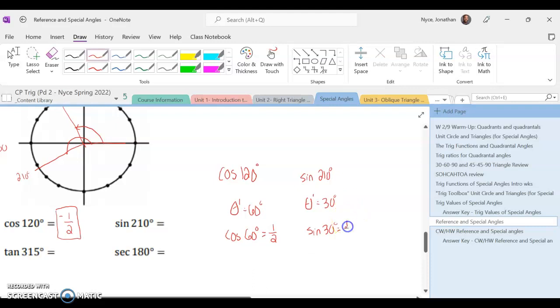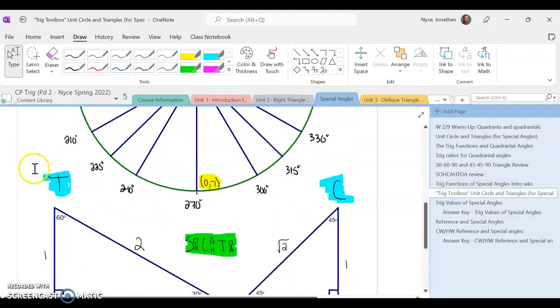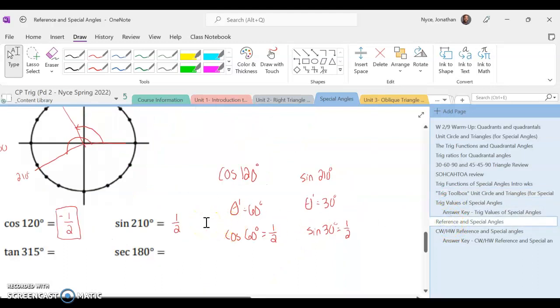That means the sine of 210, the fraction, is also going to be 1/2. Well, we know 210 is in quadrant 3, and in quadrant 3, only tangent and cotangent are positive, which means everything else is negative. So we want to do negative 1/2.